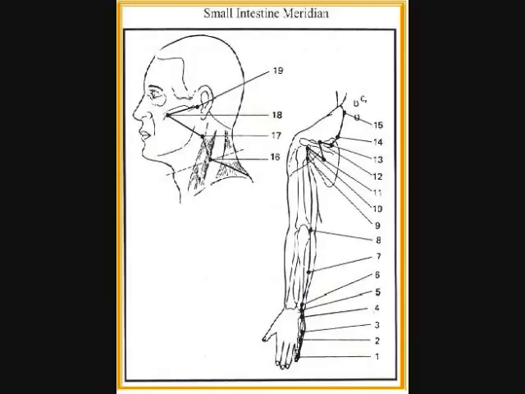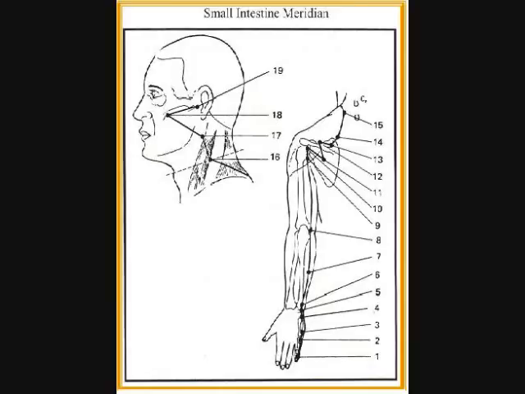SI12, in the center of the suprascapular fossa directly above SI11. When the arm is lifted, the point is at the site of the depression. SI13, on the medial extremity of the suprascapular fossa, midway between SI10 and the spinous process of the second thoracic vertebrae.